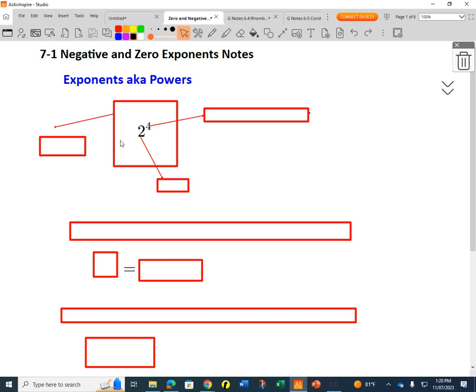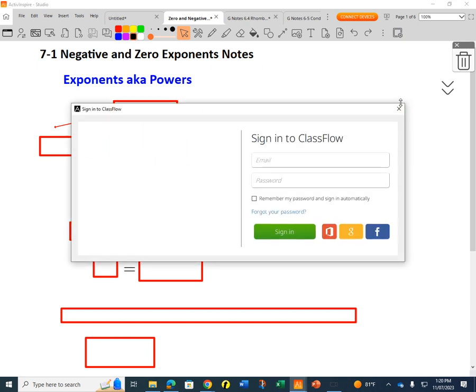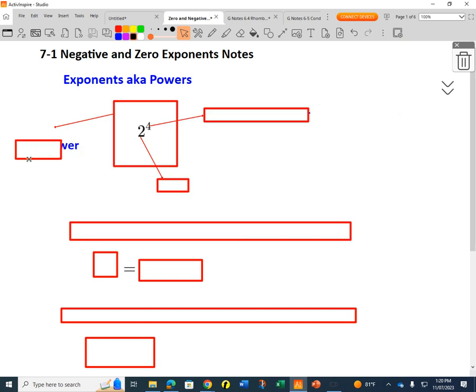So this whole thing is called a power. The whole expression, we would read as 2 raised to the 4th power, or 2 to the 4th power. The crazy thing is, 2 to the 4th power is a power, but that little 4 up in the top right-hand corner, we call that the exponent, but we could call just that part a power as well.